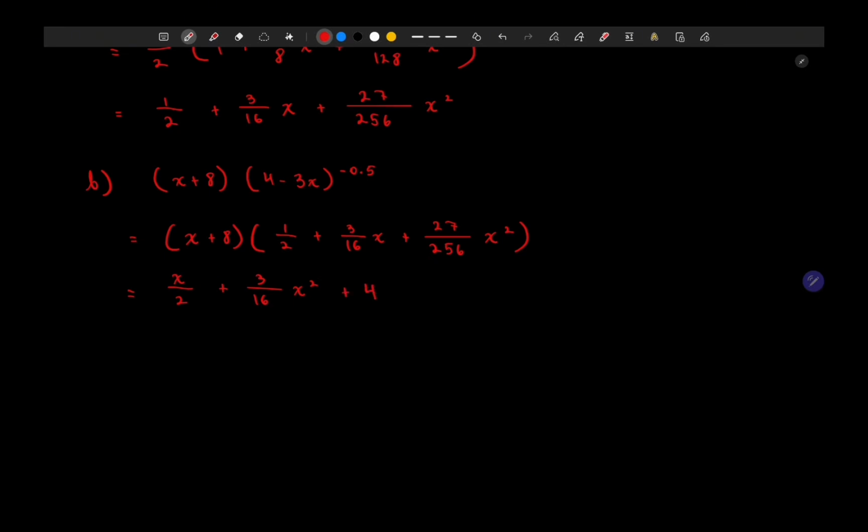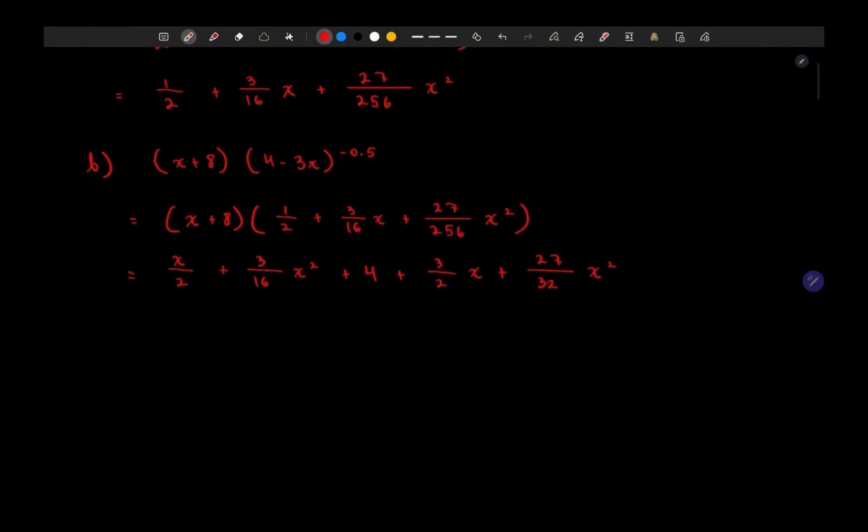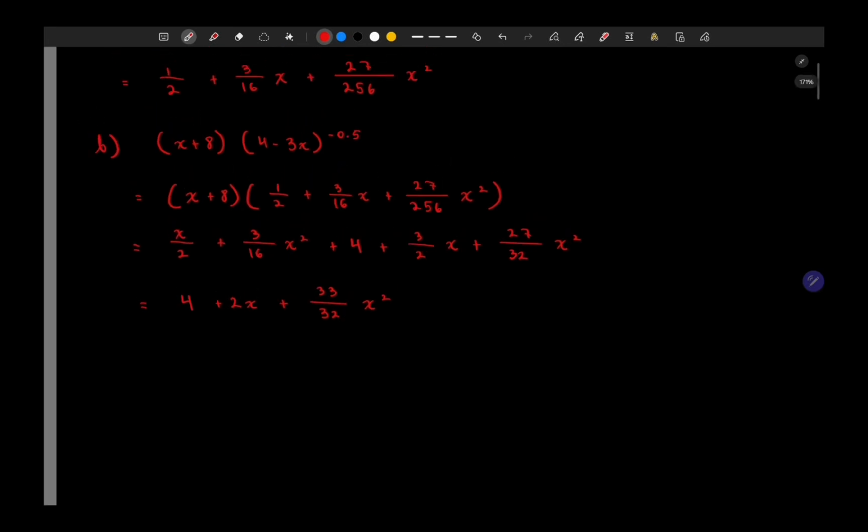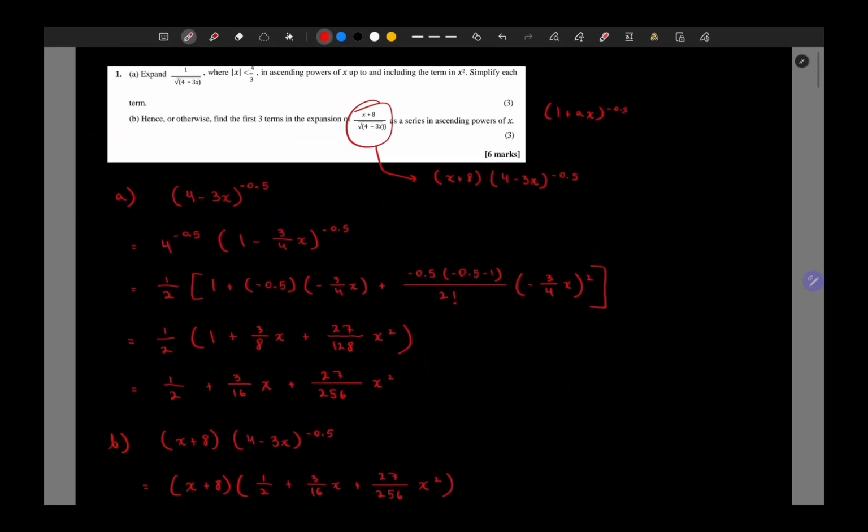So that's plus 4 plus 3 over 2x plus 27 over 256 times 8 gives us 27 over 32 x squared. So the final answer should look something like this: 4 plus 2x plus 33 over 32 x squared. So that is it for question 1.